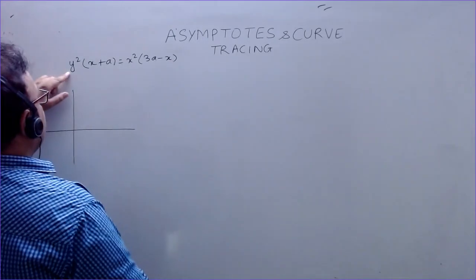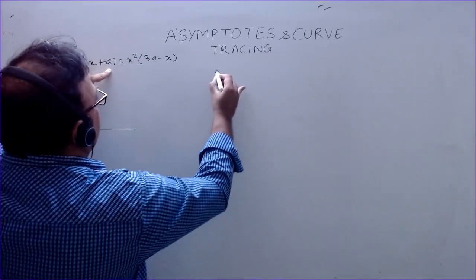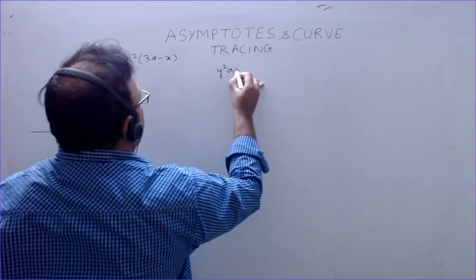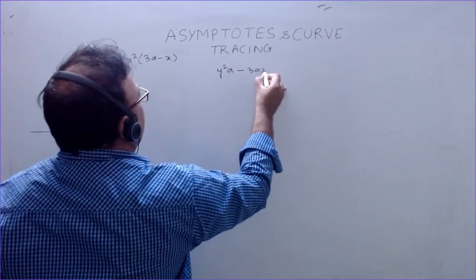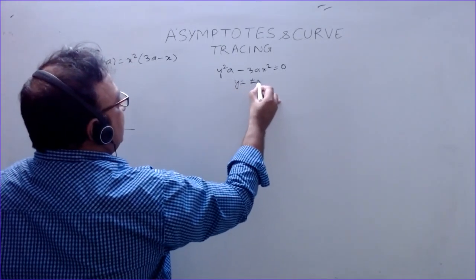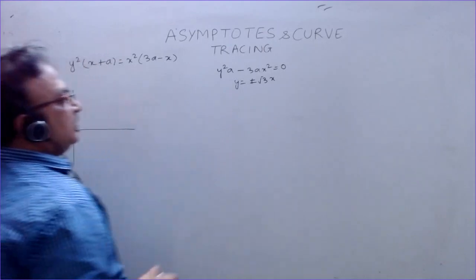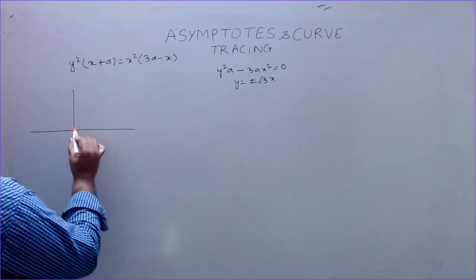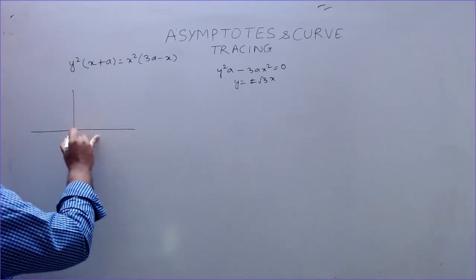So the lowest degree terms: y square x is 3 degree, y square a is 2 degree, so y square a, and x cube is 3 degree, so minus 3a x square equal to 0. All second degree terms, so y is plus minus root 3 x. There are two lines which are perpendicular to each other, which are tangent. So one is making a 60 degree angle and the other is 90 plus 60, 150 degree angle with the x-axis. So these two lines are tangent to this at the origin.